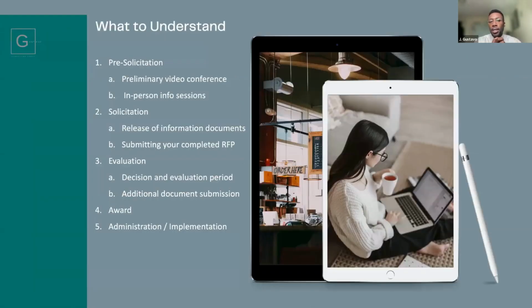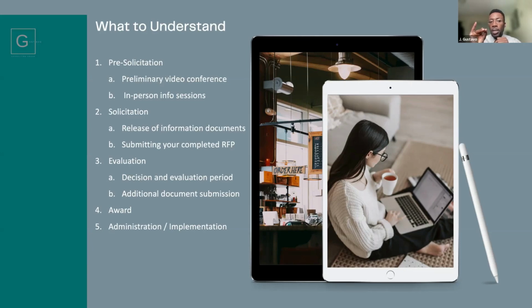Some things that you want to understand is the pre-solicitation process. It's comprised of 5 different steps: pre-solicitation, solicitation, evaluation, award, and administration/implementation. With the pre-solicitation, that is nothing more than perhaps you having to attend a video conference, a Zoom call, telephone call, or in-person workshop. In a lot of cases with pre-solicitation, you have to go to those meetings to be considered for the bid.